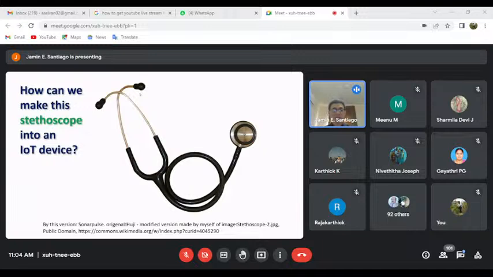Okay, so I hope I have expanded our understanding. Actually, just thinking about this, I have already improved myself. Hopefully, it will also improve how we think about IoT. Now, let's go to another. Actually, it's not finished. So this is the stethoscope.